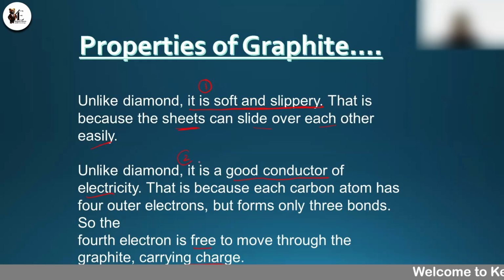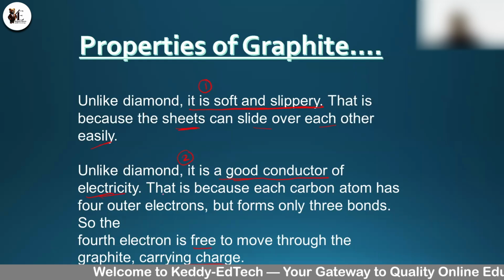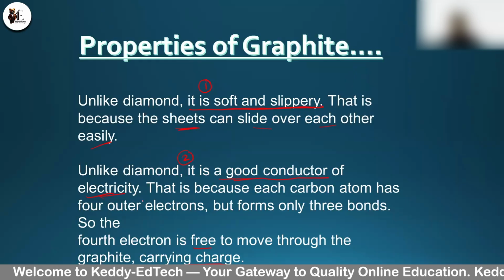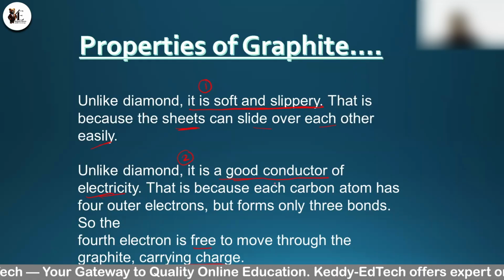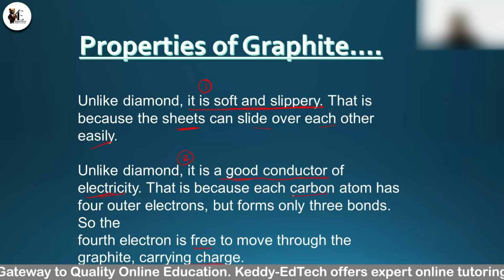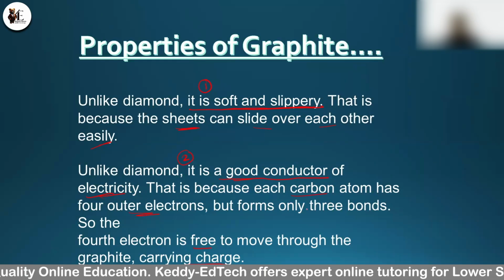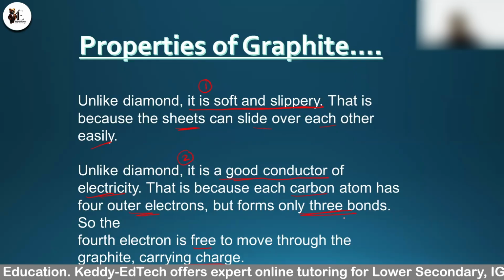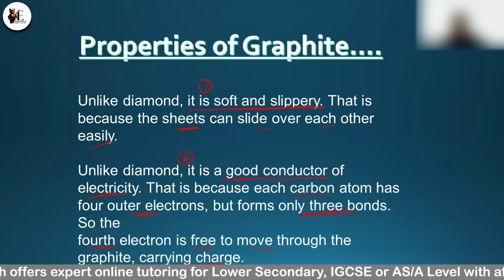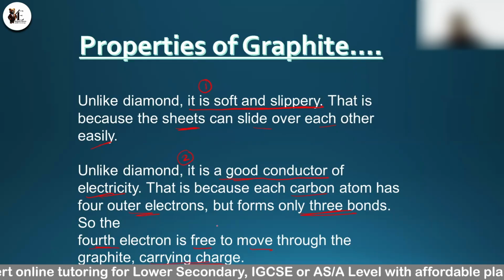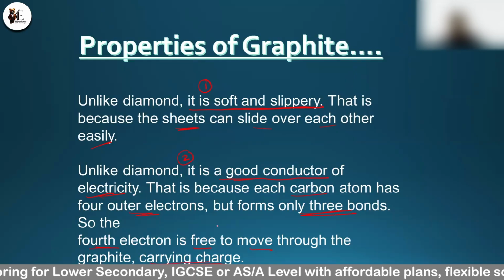Second property is that it is a good conductor of electricity. We have read that diamond is a poor conductor of electricity, but this is the opposite of diamond. What makes graphite a good conductor of electricity? Because each carbon atom has 4 outer electrons, but it forms only 3 bonds in graphite. So the 4th electron is free to move through the graphite carrying the charge. That's why this electron will carry the electricity.